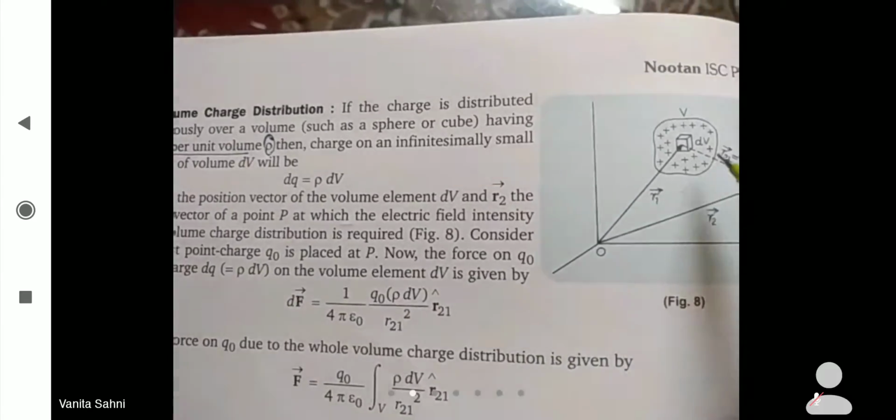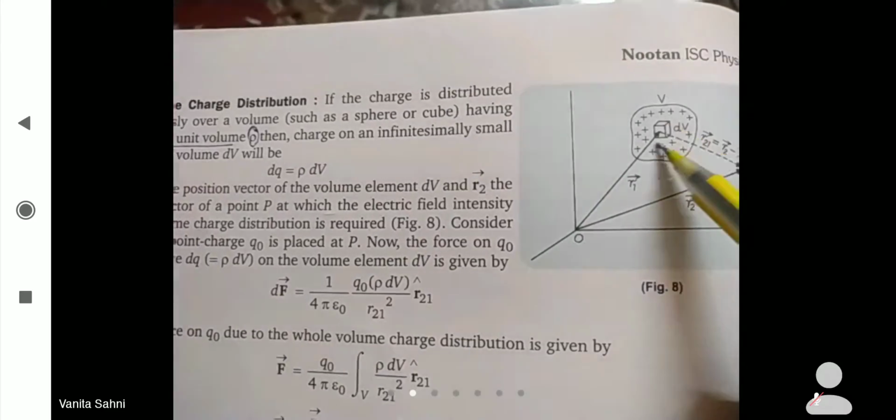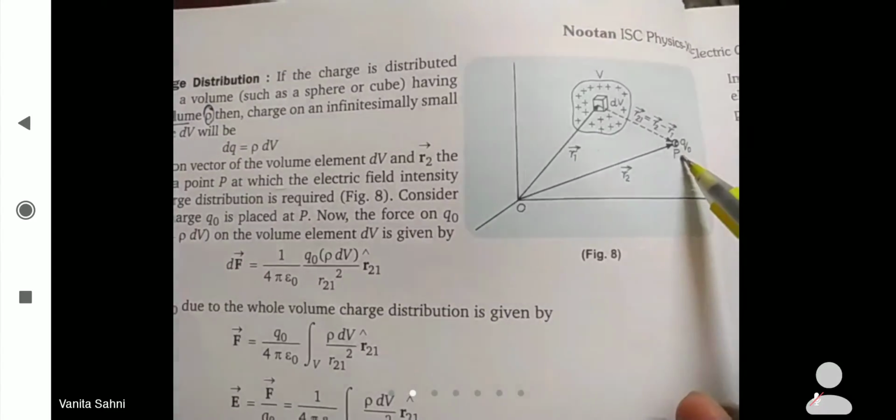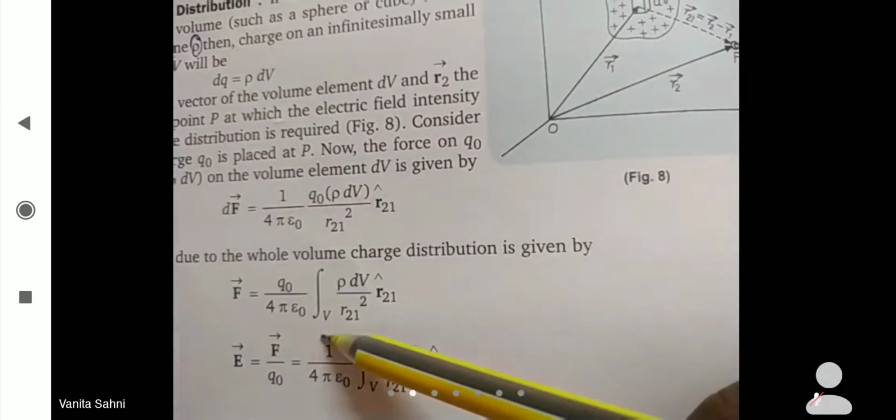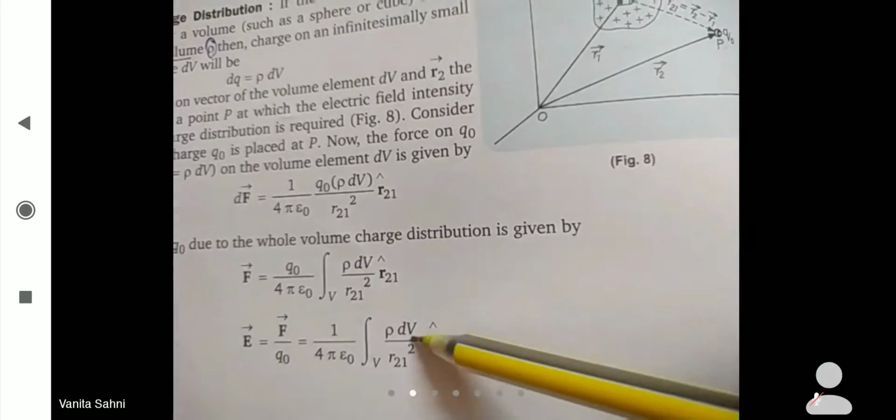You will find out the force due to this charge element on this point P by the formula of Coulomb's law. Then you integrate it over the complete volume and you get the electric field by dividing the force by q naught. And here in place of lambda dl you have rho dV.